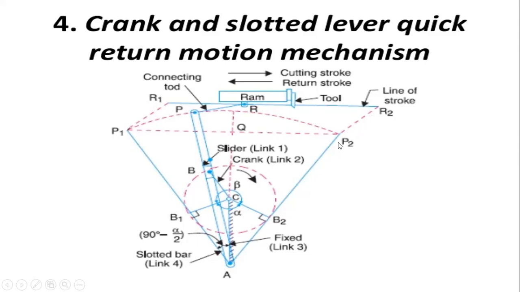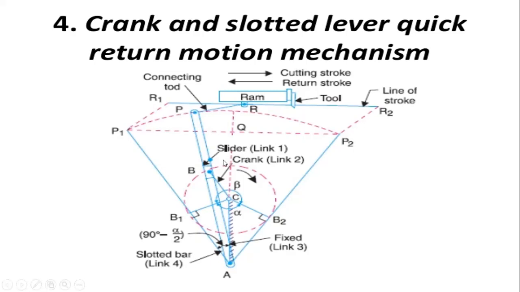And when the position of the slotted bar comes from P2 to P1, the ram also moves from R2 to R1 position. So it is called the return stroke. So these are the general basic functions of this crank and slotted lever quick return motion mechanism. The working can be seen in the animation in the next slides. But these are the basic functions and parts of the mechanism.